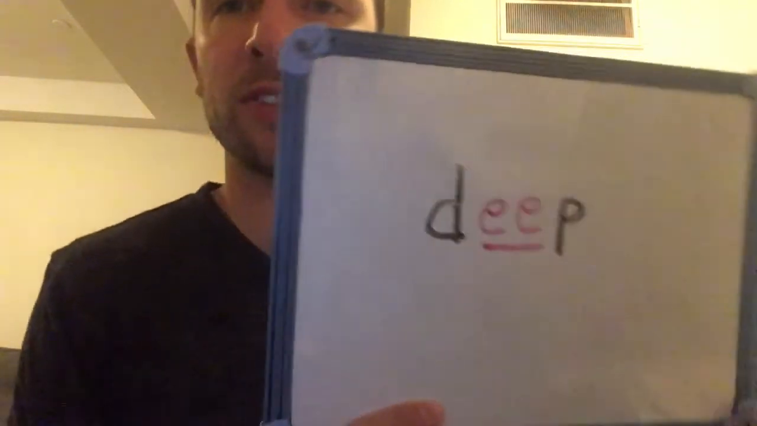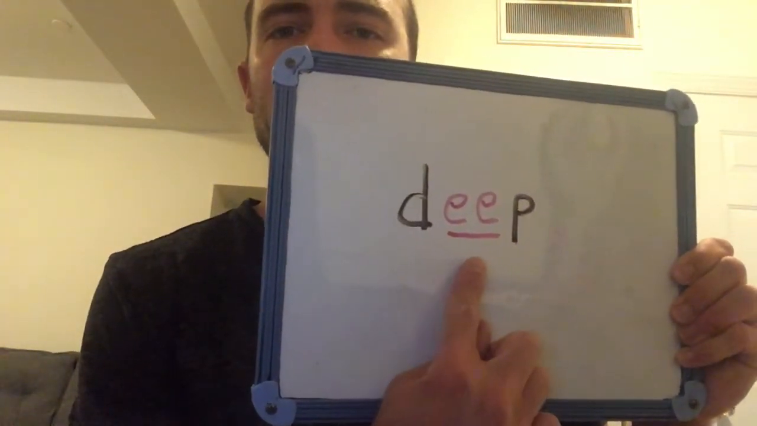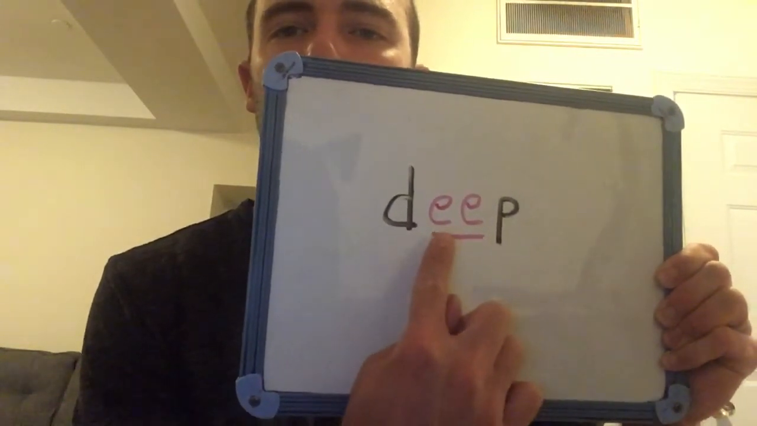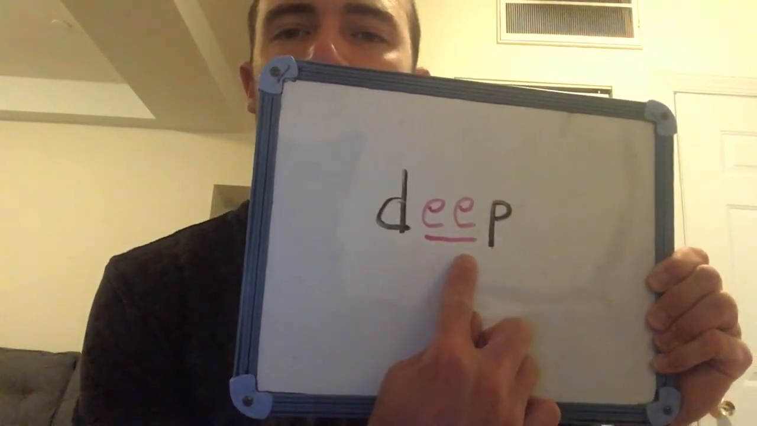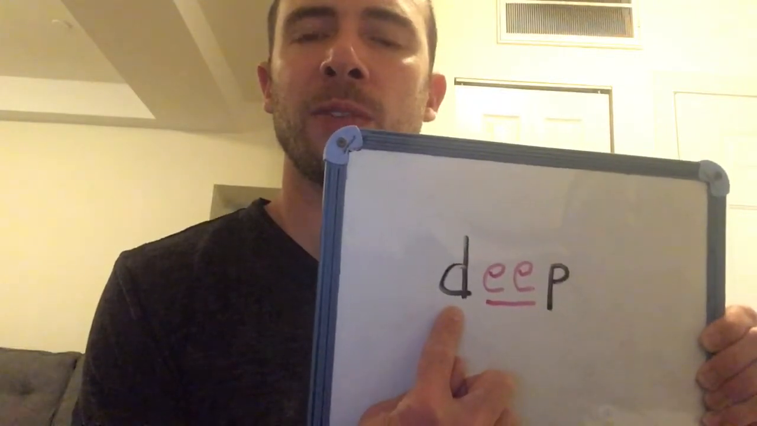Let's try this word next. I want you to remember before we read it that we're focusing on this E sound that is made with E next to each other. So remember, this is going to sound like E. But we need to look at our first letter. What is that letter?